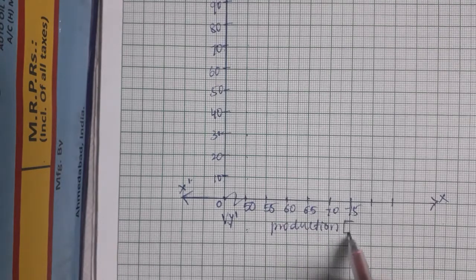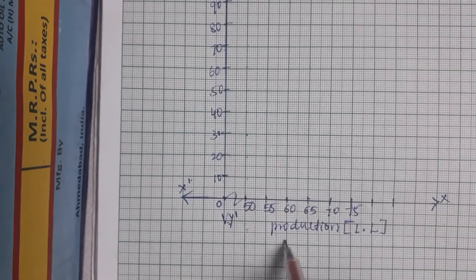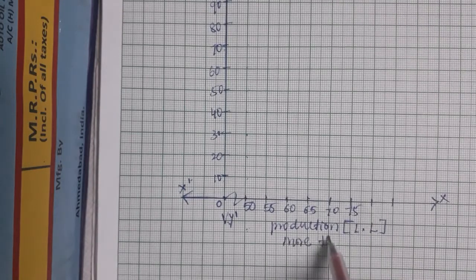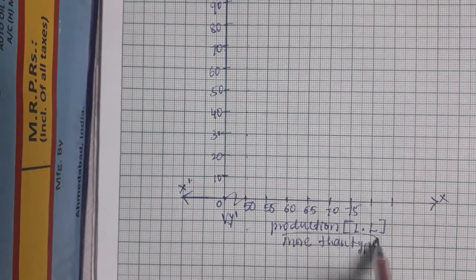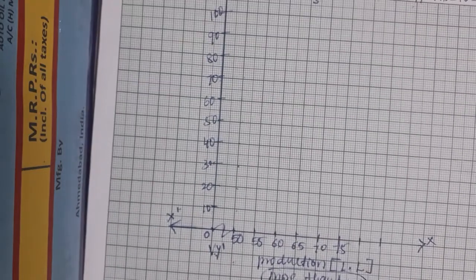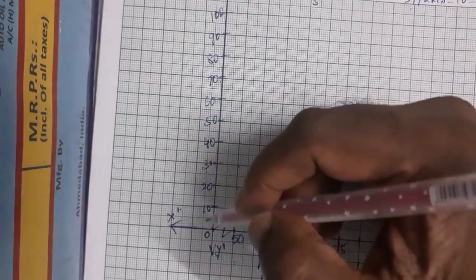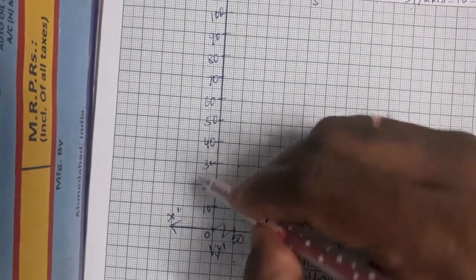Okay, this is nothing but the lower limit. What is this? This is the more than type graph. So for the more than type graph, we will be taking the lower limit. Now, what is this? Cumulative frequency is nothing but the number of farms.